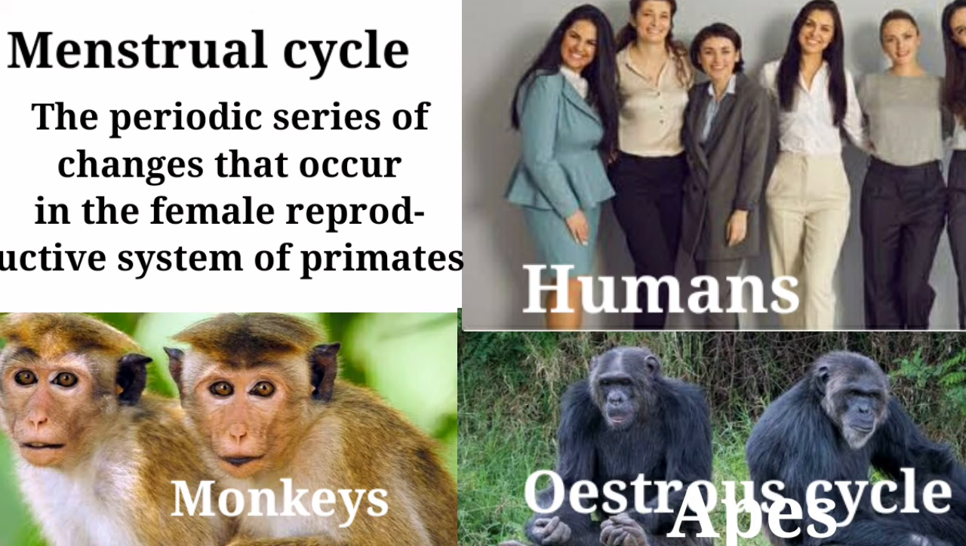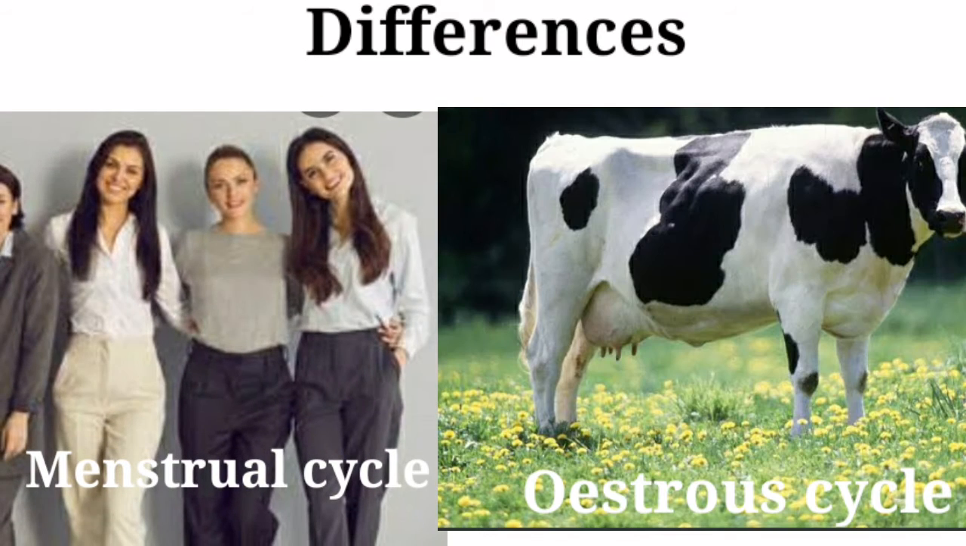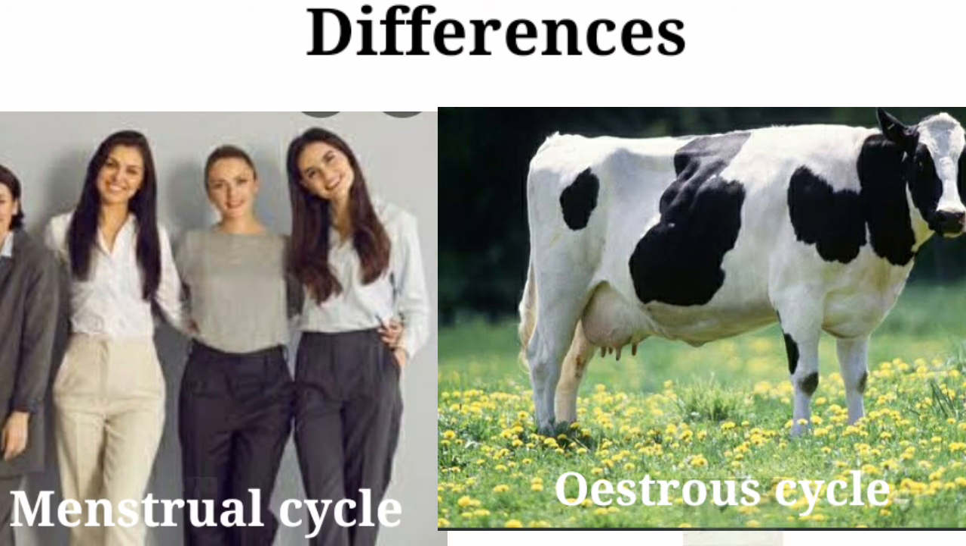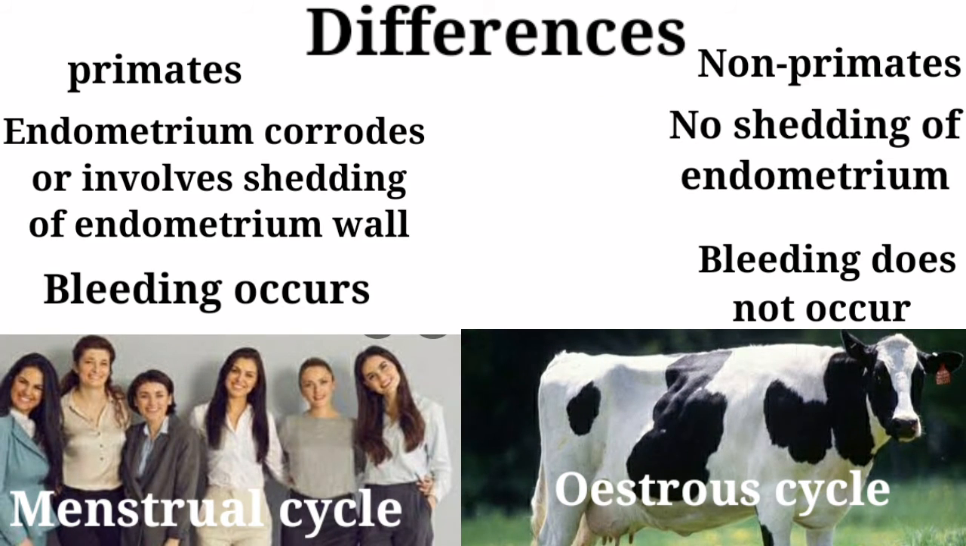So what is the difference between menstrual cycle and oestrous cycle, children? Menstrual cycle occurs in primates and oestrous cycle occurs in non-primates. Endometrium involves shedding of the endometrium wall in case of menstrual cycle, and in oestrous cycle there is no shedding of the endometrium wall. Bleeding occurs in menstrual cycle, whereas in oestrous cycle bleeding does not occur. Understood, children?